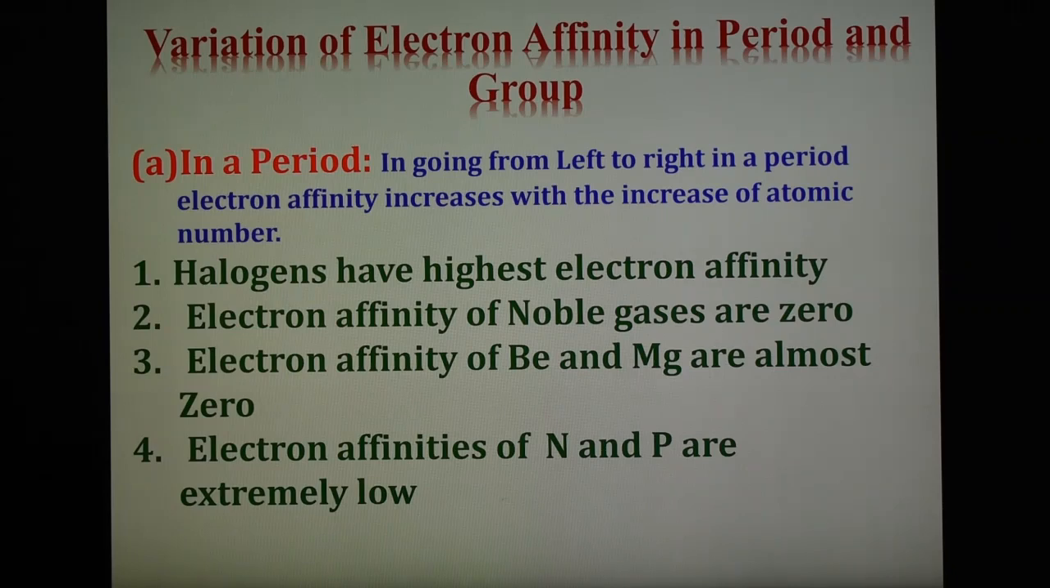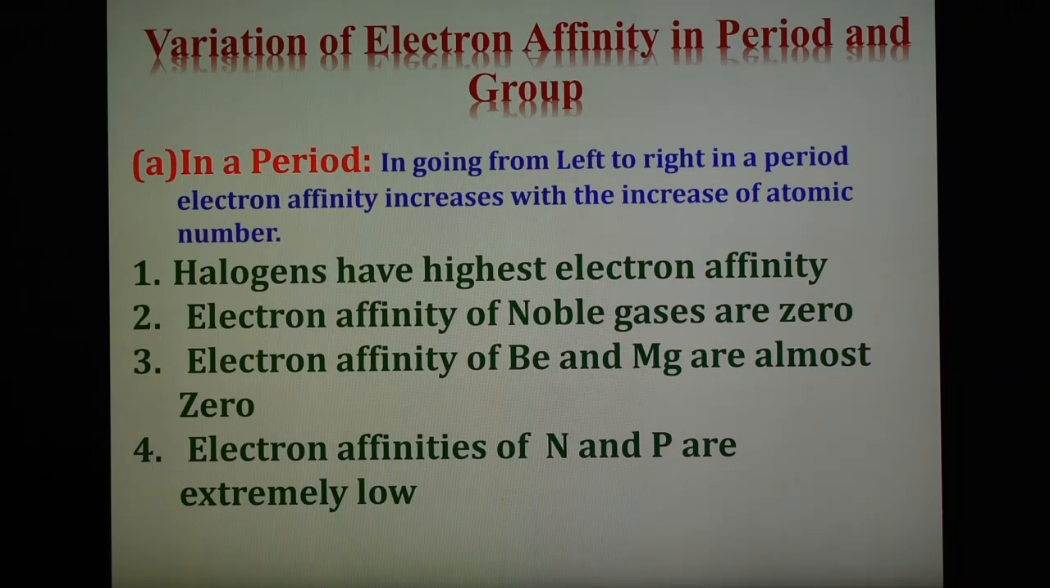Second point is that the electron affinity of noble gases is zero. Noble gases mean the zero group elements. Noble gases have a stable electronic configuration, ns2 np6. So the p orbital is completely filled, and they have absolutely no tendency to take an additional electron. Therefore, the electron affinity value is zero.